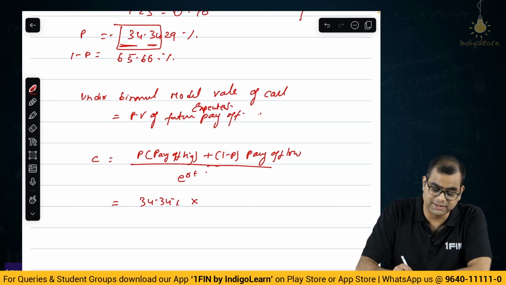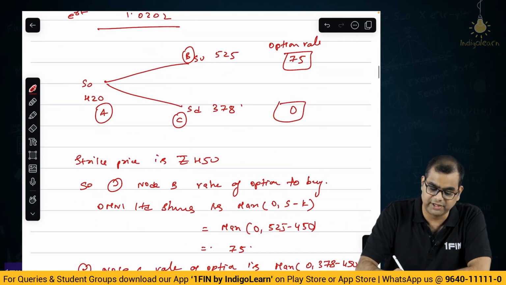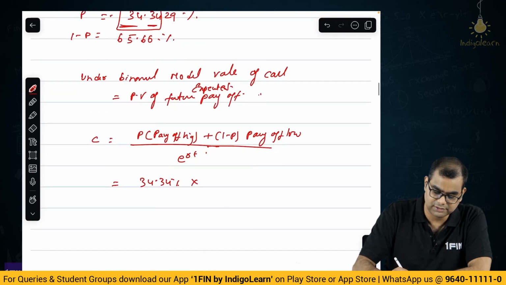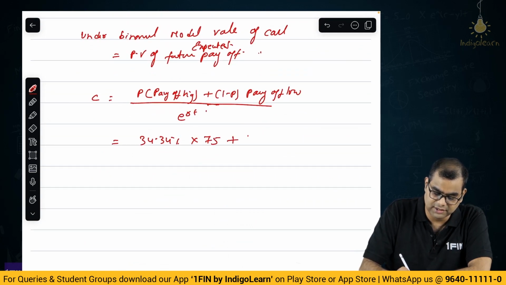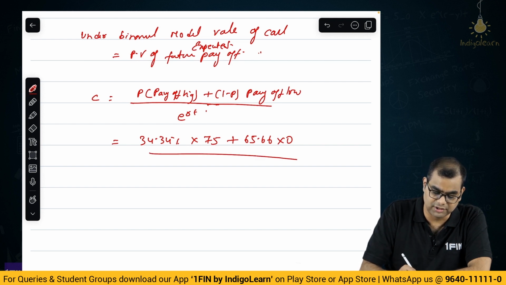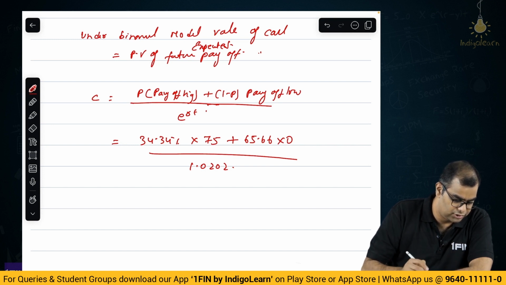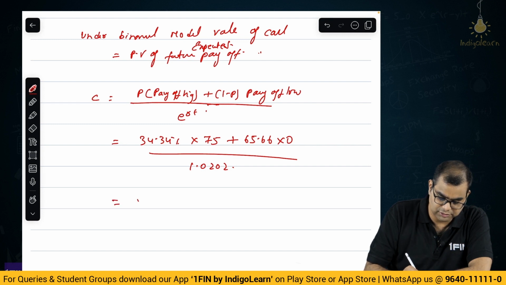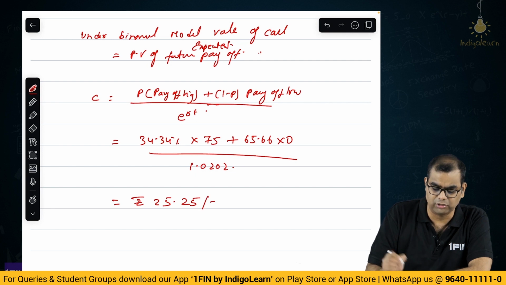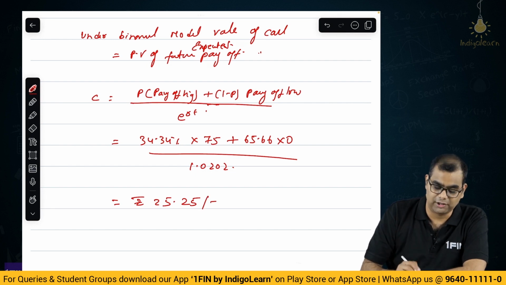That is 34.34% into the payoff high, which is 75, plus 65.66 into 0, because that is the value when the option is worthless, divided by 1.0202. So, that will be 34.34 into 75 divided by 1.0202. You will get rupees 25.245 or 25. Okay, you can round off. So friends, the value of the call option is this.